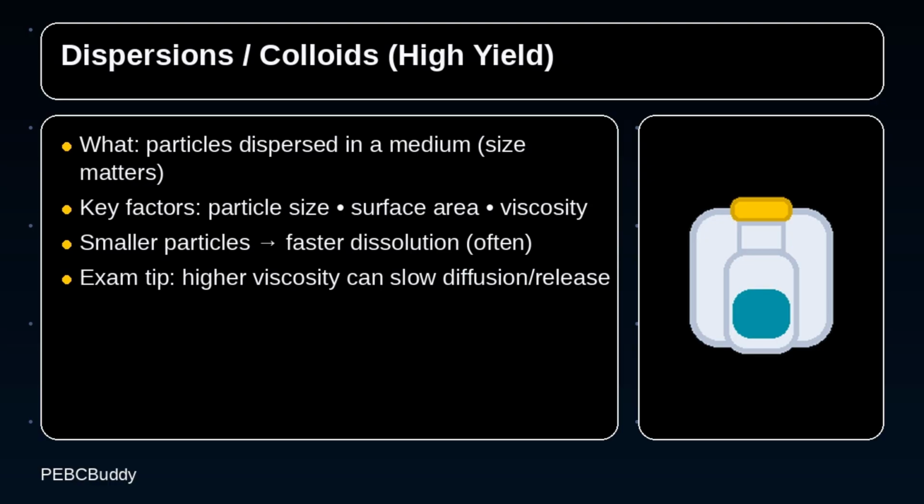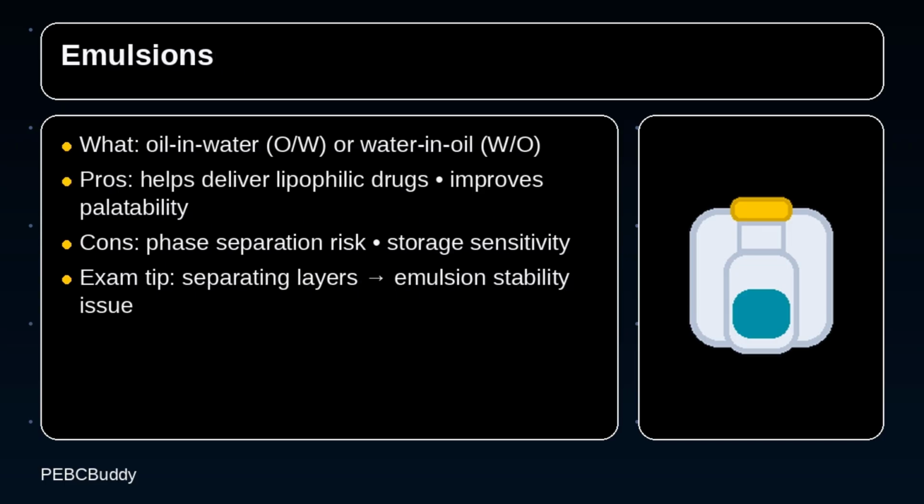Now the high-yield science part. Dispersions and colloids are about particle size and how things behave in a medium. Smaller particles usually mean more surface area and faster dissolution, while higher viscosity can slow diffusion and release. Exam tip: when you see particle size or viscosity, it's usually pointing to release rate.